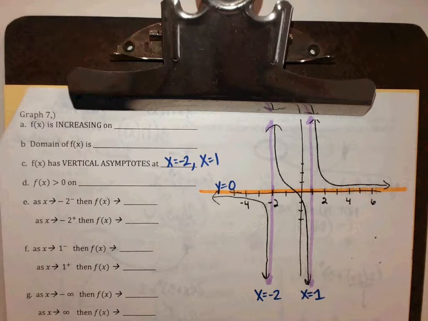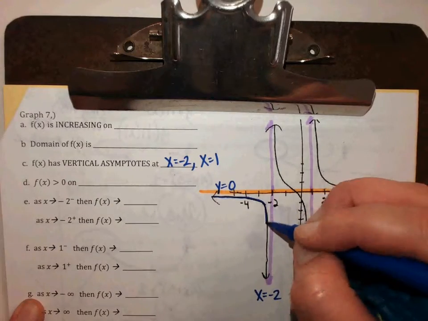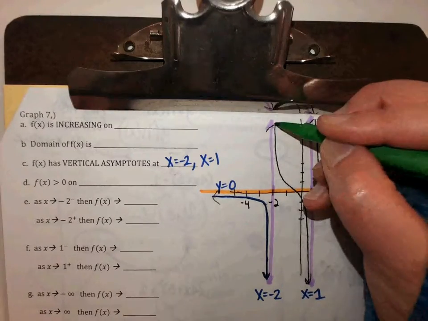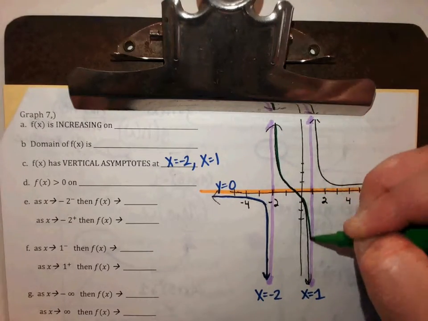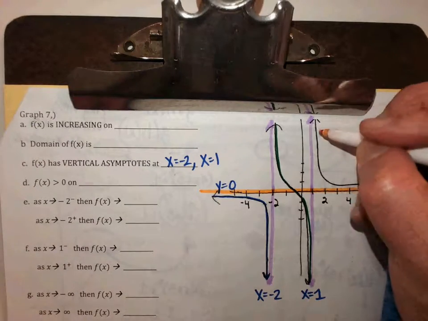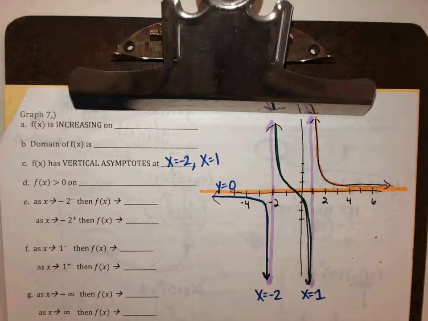How many pieces does my graph have? I have one here that goes down towards the asymptote. Then I have one here in the middle. How many pieces is that so far? 2. And then I have one more over here. That's piece number 3. And every time that I have an asymptote, I have to break up my domain.